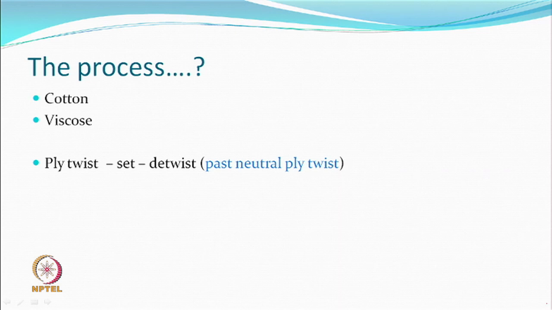So, the general process would be, as we discussed last time also, instead of one single yarn, you will take two yarns and give them a ply twist, and then you do the setting and the detwisting past the neutral ply twist. What it means is that you have done X ply twist in Z direction. So, after setting you will give X plus delta X in the Z direction.